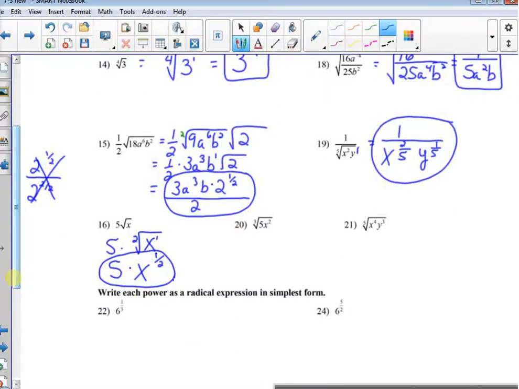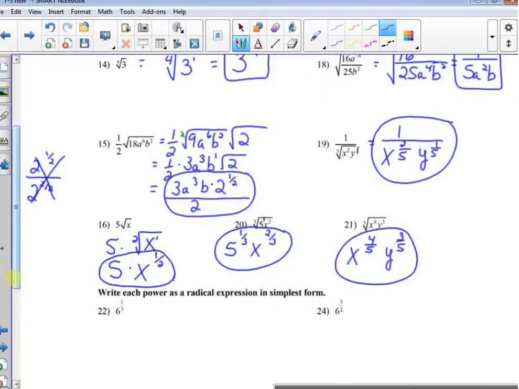On number 20, we have the cubed root of 5x squared, so this is 5 to the first inside here, so that's going to be 5 to the 1/3 x to the 2/3. 21, the 5th root of x to the 4th y to the 3rd is going to be x to the power over that root, y to the power over the root. So x to the 4/5, y to the 3/5.